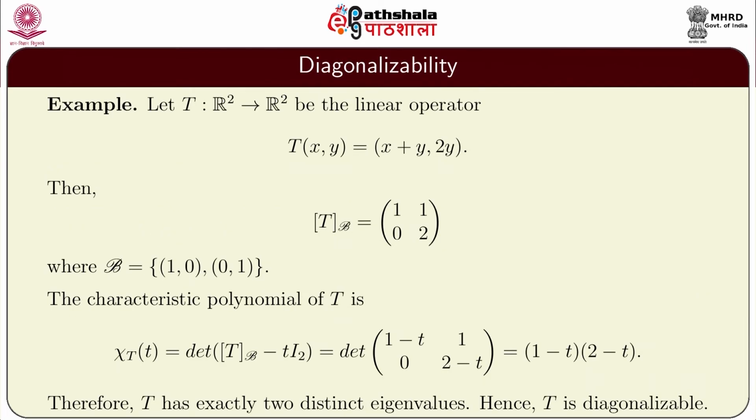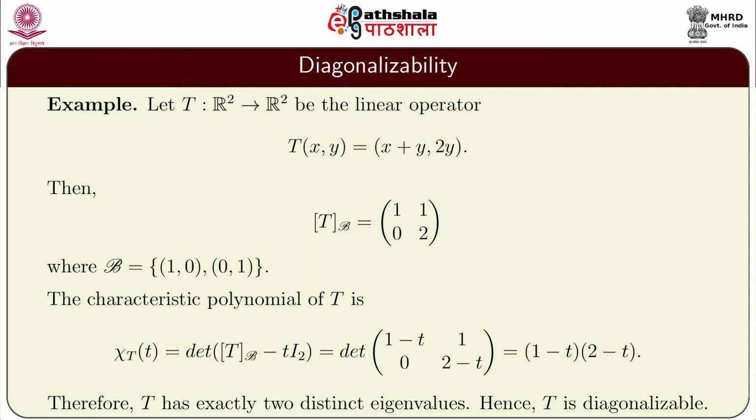An example: let T from R2 to R2 be the linear operator given by T of (x, y) equal to (x plus y, 2y). Then with respect to the standard basis of R2, the matrix representation of T is the 2 cross 2 matrix given by the first row 1 1 and the second row 0 2.